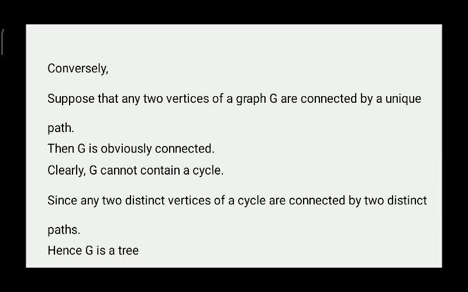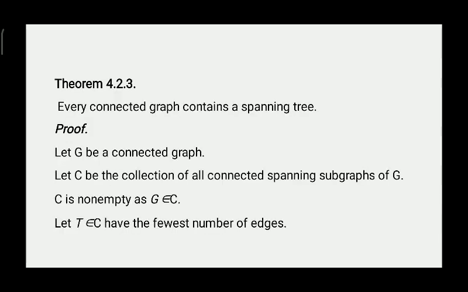Then the converse part. In this case, we assume that any two vertices of a graph G are connected by a unique path. Then we must prove that it is a tree. Since there exists a path between every pair of vertices, G is obviously a connected graph. Then clearly G cannot contain a cycle, because there exists only a unique path between any pair of vertices, therefore it has no cycle. Since G is connected and has no cycle, G will definitely be a tree. Hence the proof is over.